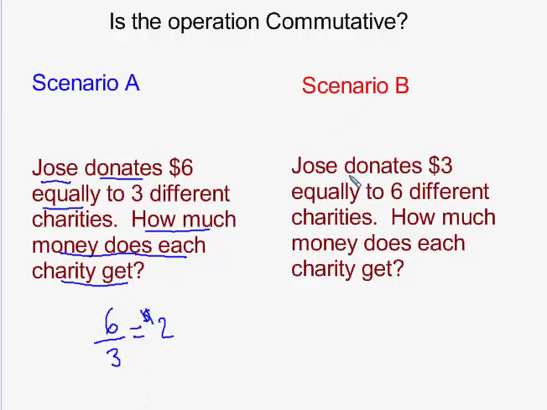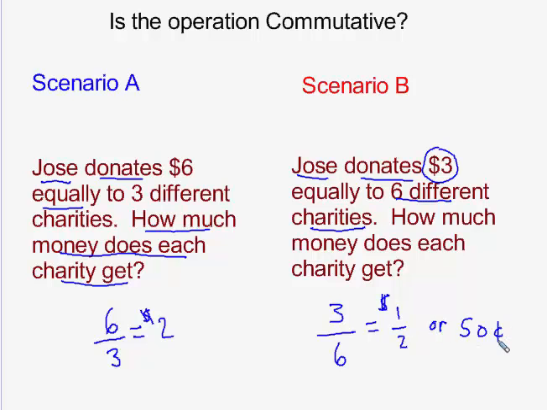And then in scenario B, rather than Jose donating $6, this time Jose only donates $3. And then instead of there being 3 different charities, there are 6 different charities. How much money does each charity get now? So he starts with $3, but he's dividing it equally amongst 6 charities, and 3 divided by 6 is a half, which means each charity gets a half of a dollar, or if you want to think of that half dollar as being 50 cents, that works as well.